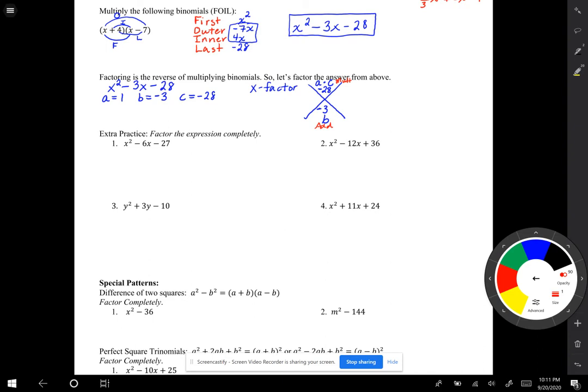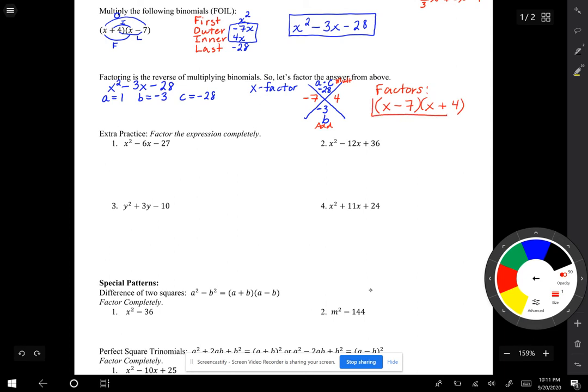So I figured out what the two numbers were, and they are negative 7 and a positive 4. Because negative 7 times 4 is negative 28, and negative 7 plus 4 is negative 3. So that solves the puzzle. So you would write your answer like this. Your factors, you don't have to write the word factors, but you write your answer like this: x minus 7 times x plus 4.